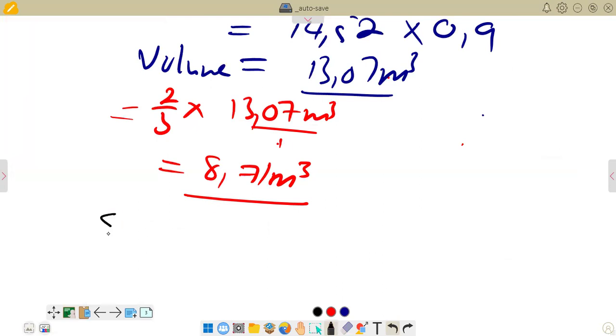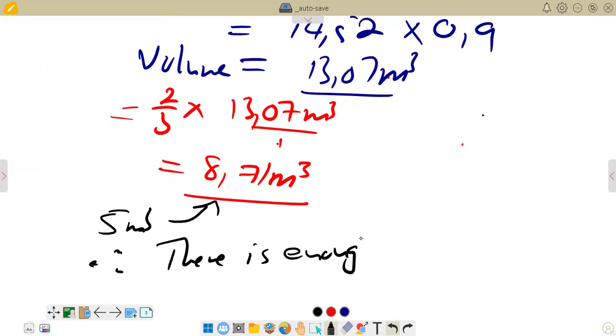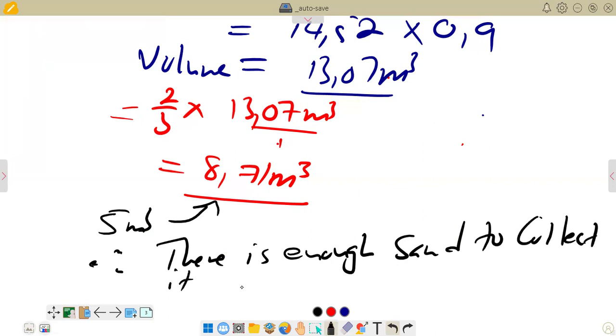So we have got 5 cubic meters, and we are seeing that our 8.71 cubic meters is more than 5 cubic meters. So it means we can just conclude by saying, therefore, there is enough sand to collect it free of charge. So this is our conclusion there in terms of 2.1.2.